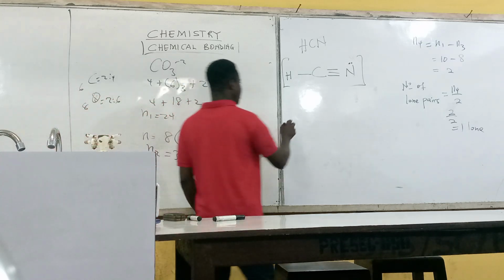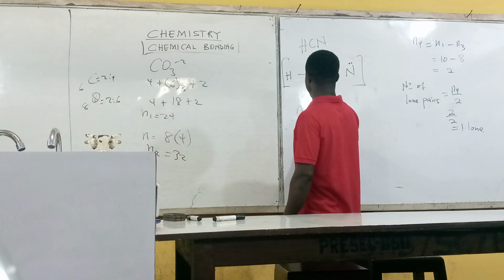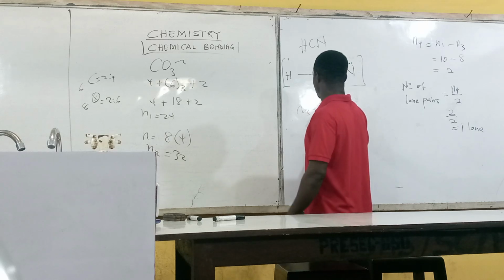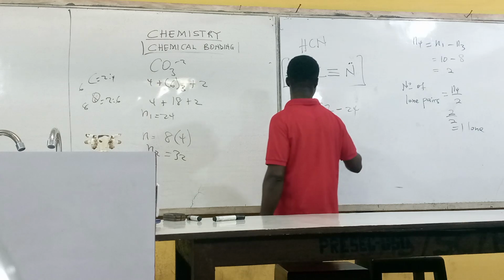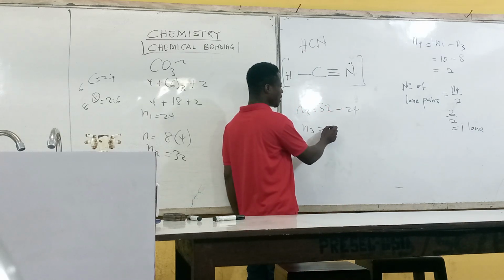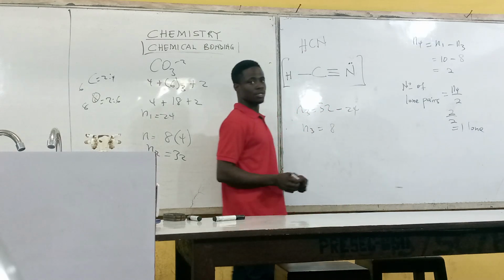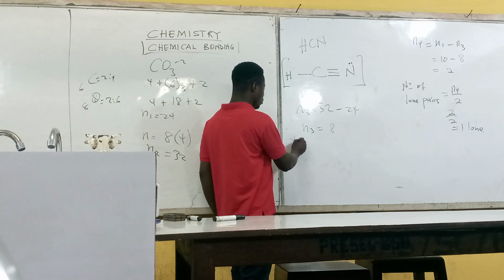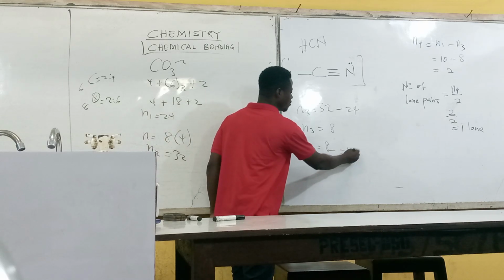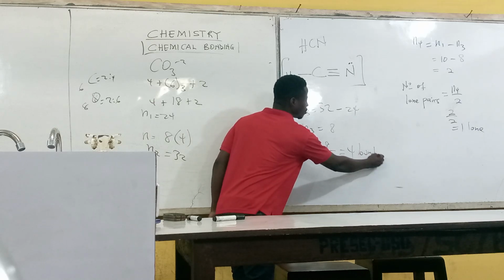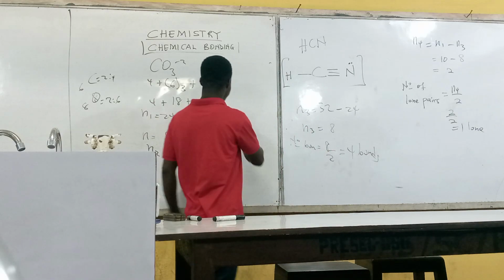We said that N3 is equal to N2 minus N1, so it's 32 minus 24. So N3 is giving us 8. So number of bonds is equal to 8 divided by 2, and that is 4 bonds. So we have finished with this.